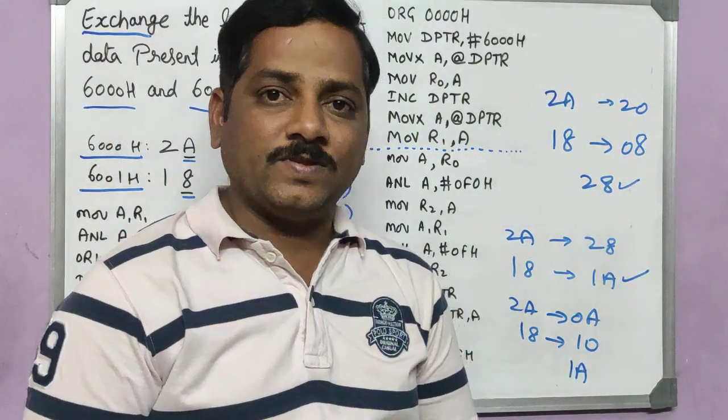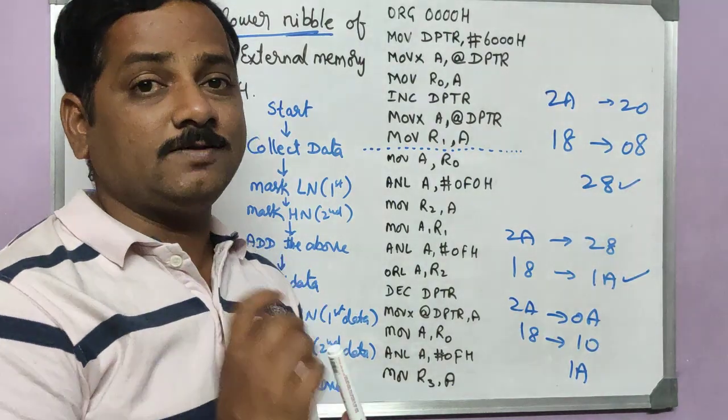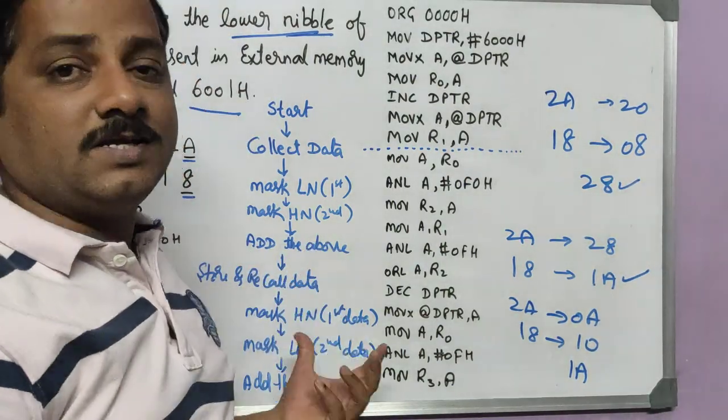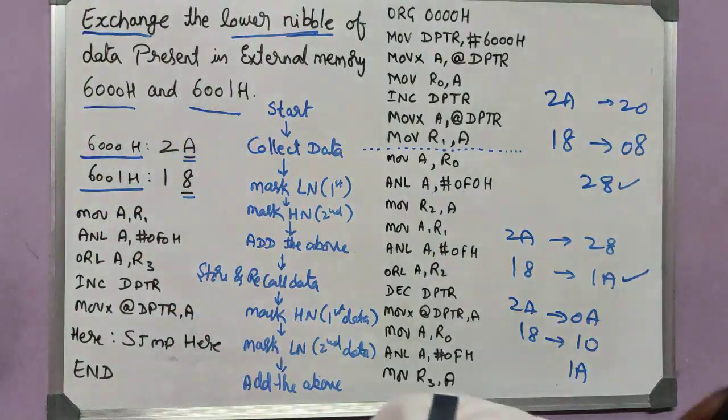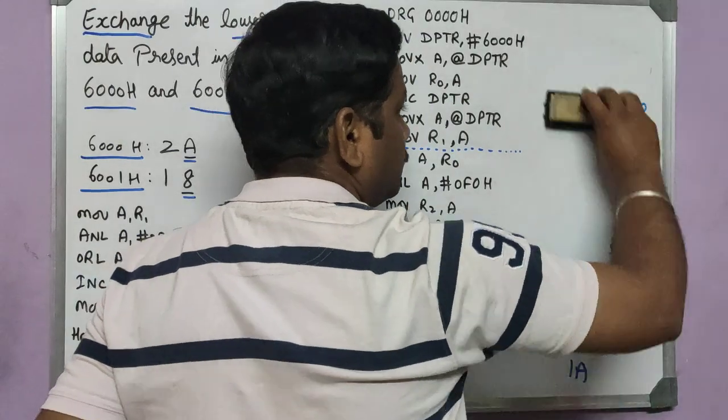This is the logic here. We are masking it in different ways using different inputs. Now let us apply it using the instructions. So here I have written the program. Step by step I will explain how and what is going to happen here.